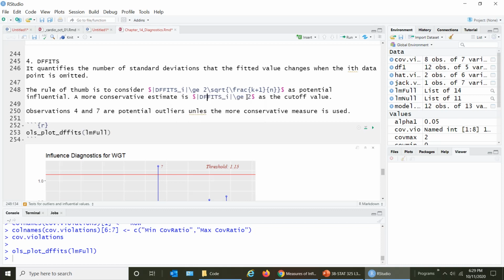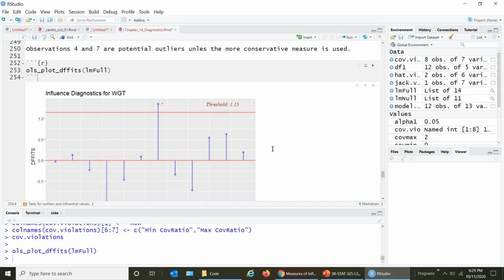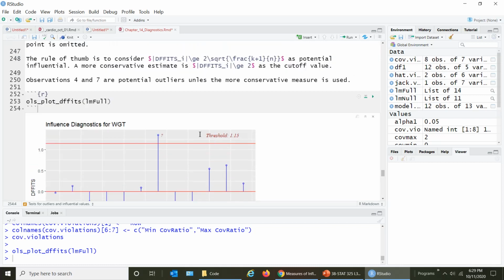If we're using the conservative cutoff of 2, we don't have any values that exceed that. But you see that observation 4 and observation 7 here are beyond that threshold, but not terribly far beyond the threshold. Okay, so these are potential outliers unless we use the more conservative measure.